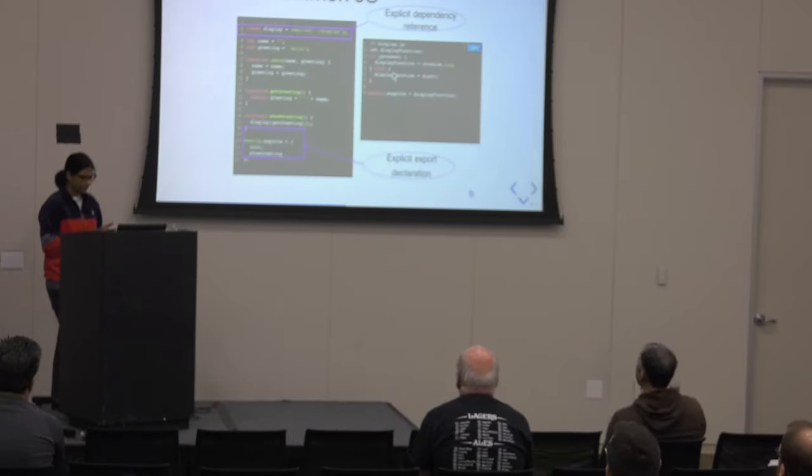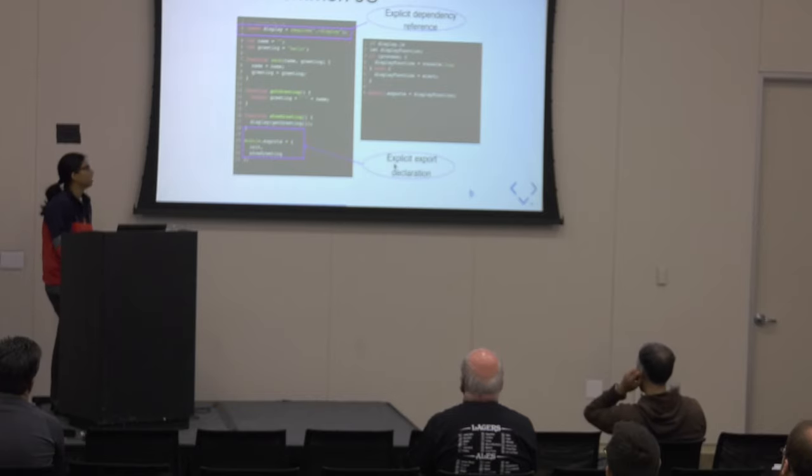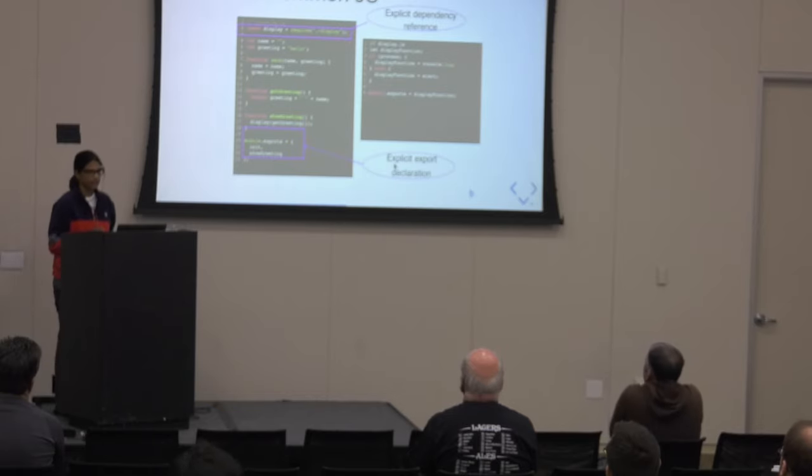So CommonJS has everything that we spoke about: separation of concerns, encapsulation, namespacing, and it also includes two other constructs, which is explicit dependency reference in the form of a require. So here is a module called greeting.js, and it requires display, so it depends on display, and then it exports a few things. This is explicit export declaration. So this is what I was talking about when I said that a module should export and define its dependencies.